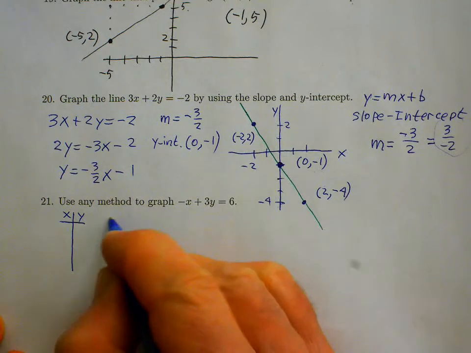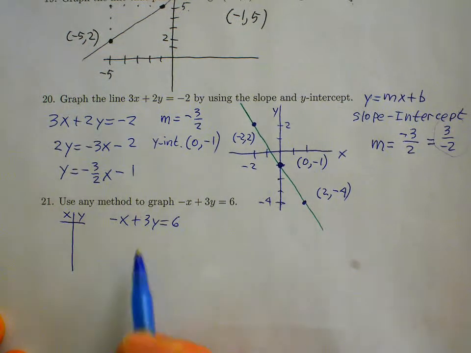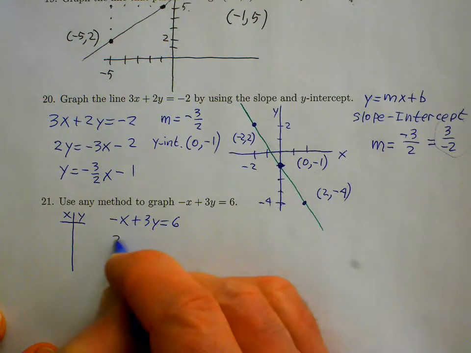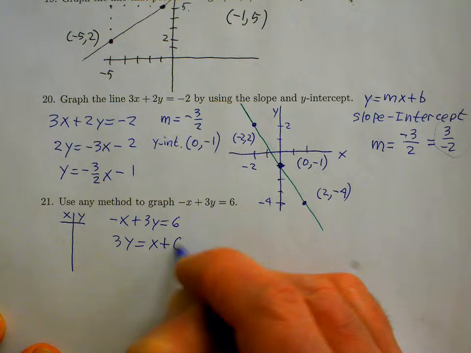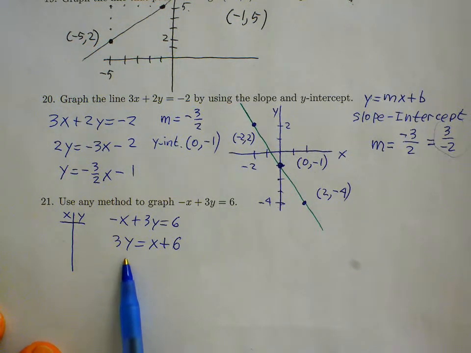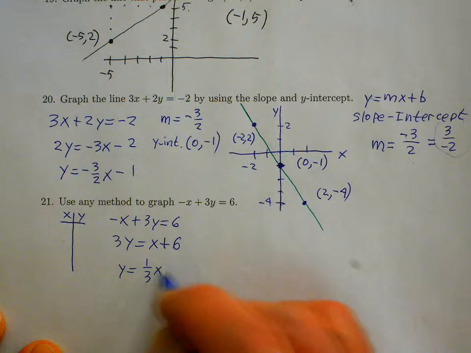So we start with negative x plus 3y equals 6. Add x to both sides, we get 3y equals x plus 6. And divide both sides by 3, we get y equals 1/3 x plus 2.